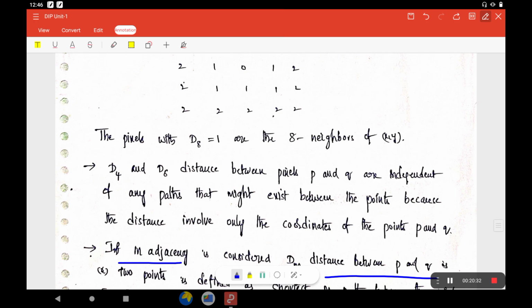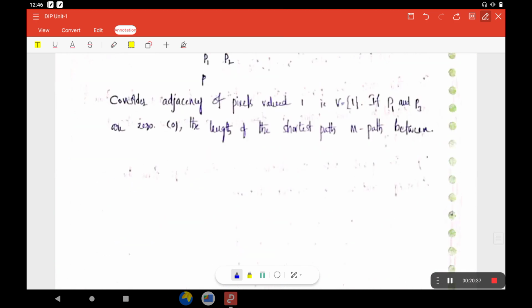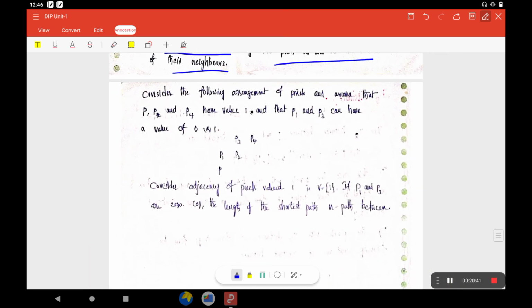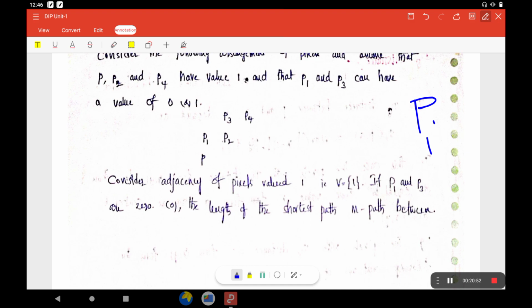So let us consider an example. This is a scenario. Consider the following example, it gives some idea. Here we will take 4 pixels: P1, P2, P, and P3, P4. For example, we will take 4 values. So here consider the adjacency of the pixel value 1.